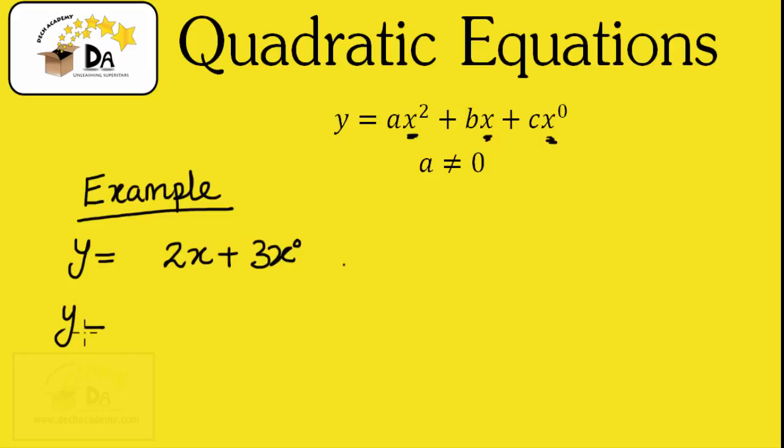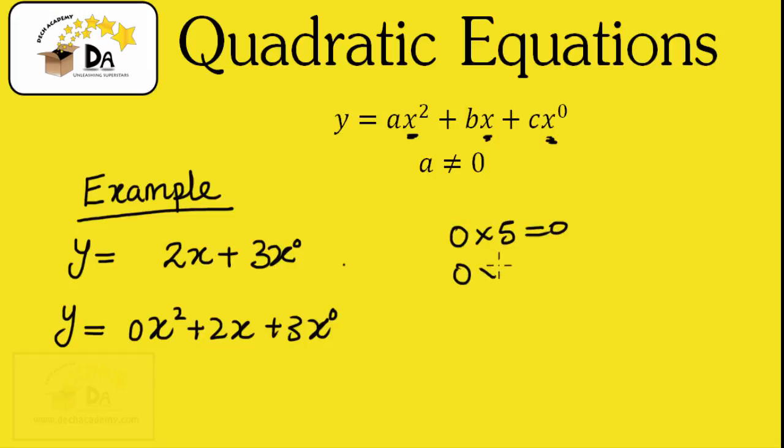Well, y equals, let's put an x squared term, plus 2x plus 3x to 0. Now for this equation to be exactly the given equation, the coefficient of x squared must be 0. Now you have to really consider this and look at it. 0 times anything is 0. 0 times 5 is 0, 0 times 6 is 0, 0 times x is 0, 0 times x squared is 0. So once you know this, you'll be comfortable with what was written here. 0 times x squared is the same thing as 0.